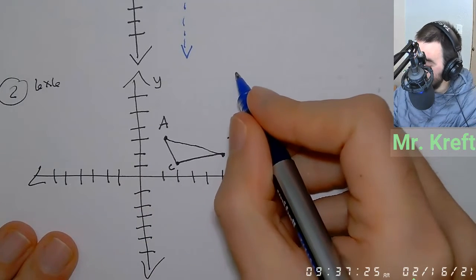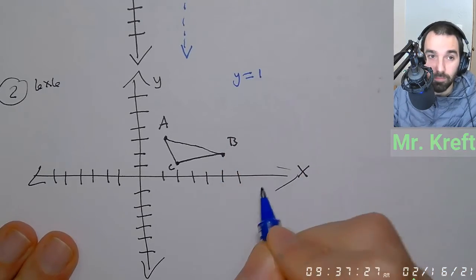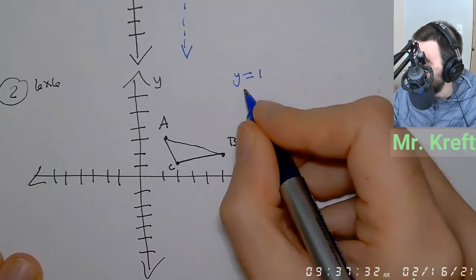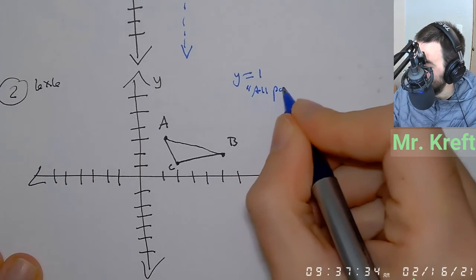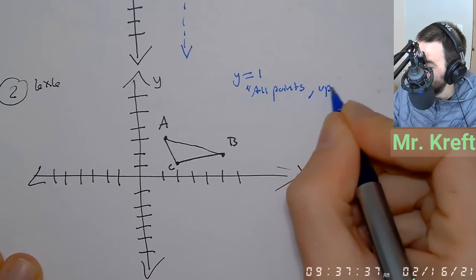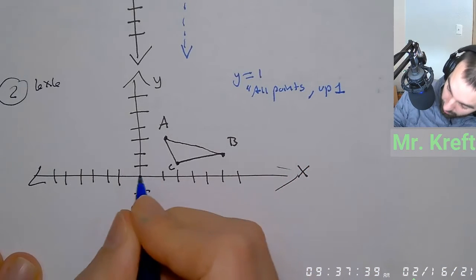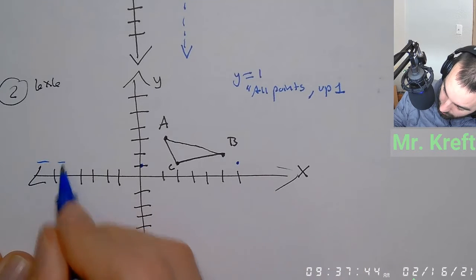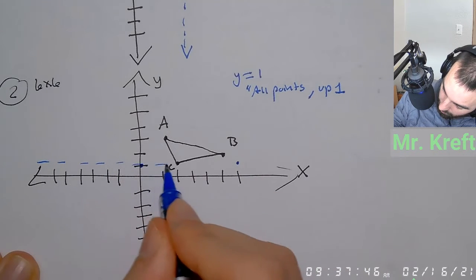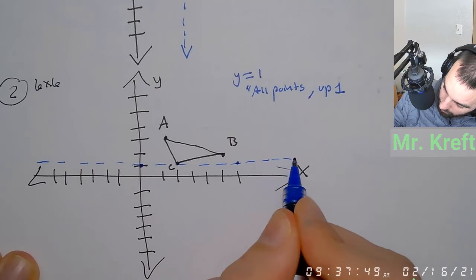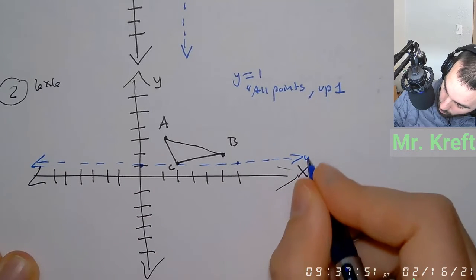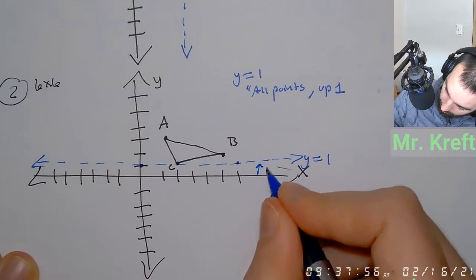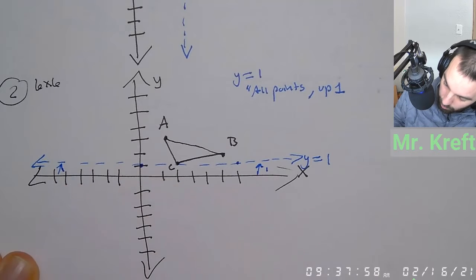So here, I'm reflecting over y equals 1. Okay, so this means up 1. It's all the points up 1, right? You can think of this as all points up 1. So if I go here, here's one point up 1. And if I go over here, here's another point up 1. So it is all my points up 1, right? This is y equals 1. And notice that it's all the points up 1.